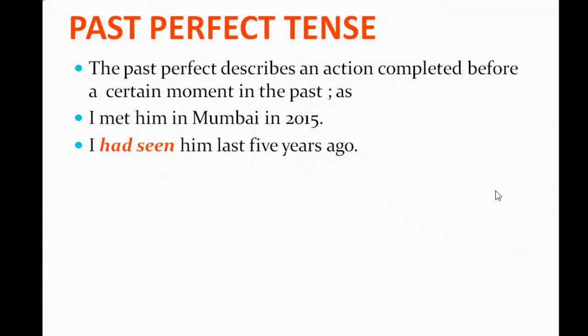पास्ट परफेक्ट जहां पर हैड यूज होगा, हैड के साथ हैड बीन यूज हुआ तो बहुत अच्छा है. Construct a sentence where you are using had been or had seen. That is a third form of the verb.